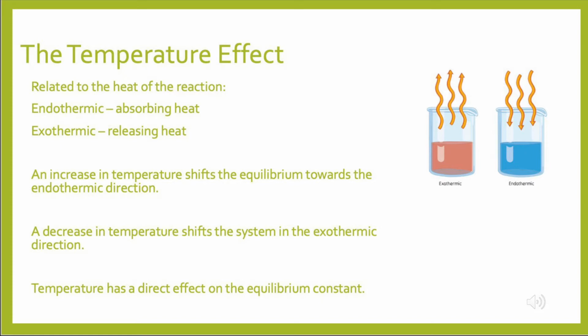The reaction is either absorbing heat, which we know as endothermic, or it is releasing heat, which we know as exothermic. An increase in temperature shifts the reaction towards the endothermic direction, and a decrease in temperature shifts it in the exothermic direction. It is also important to note that temperature has a direct effect on the equilibrium constant. In an exothermic reaction, K, the equilibrium constant, decreases as temperature increases, and in an endothermic reaction, both values increase.